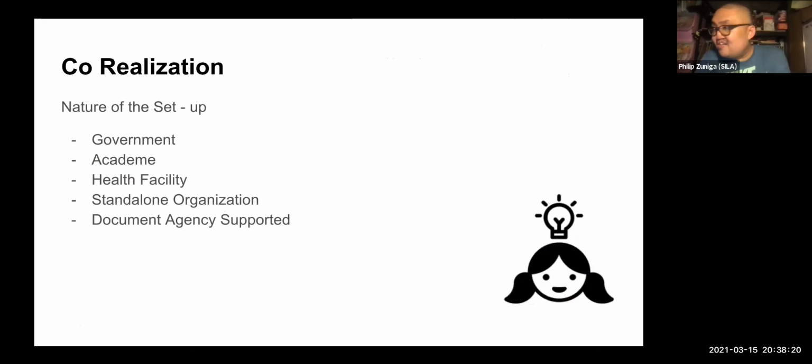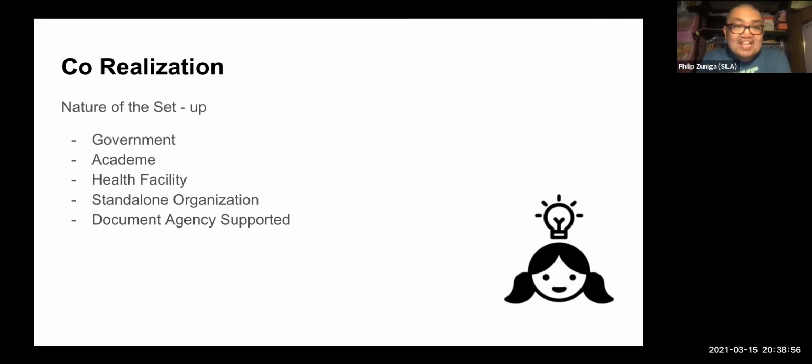Next thing that we have to consider is how do we set up the lab? Do we set it up as part of government? So there are different labs. For example, the Interoperability Lab in Nepal. We are seeing that they are setting it up under the Ministry of Health. So they will be under the government. There are labs that are under academe. So they are under universities. So for example, that I1 lab, they are under the university. So that's another possible setup.